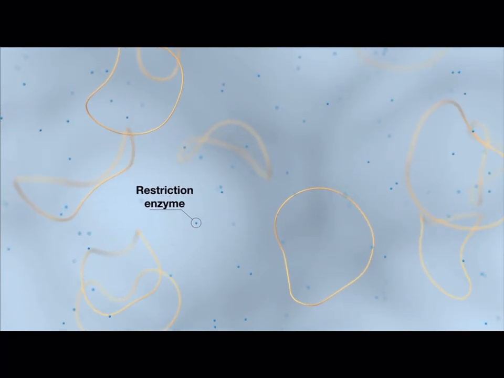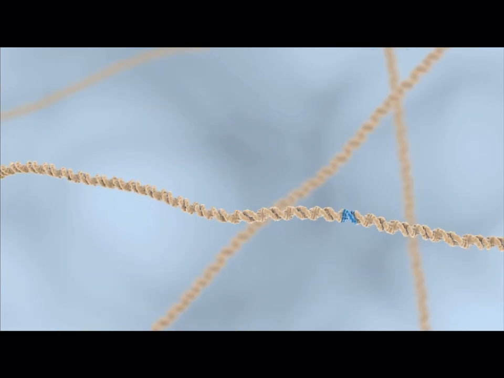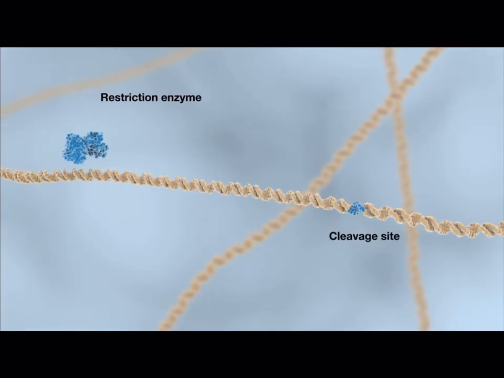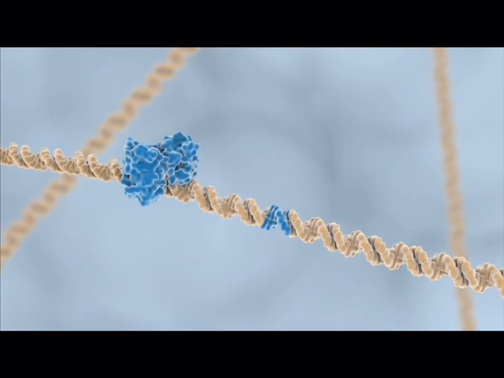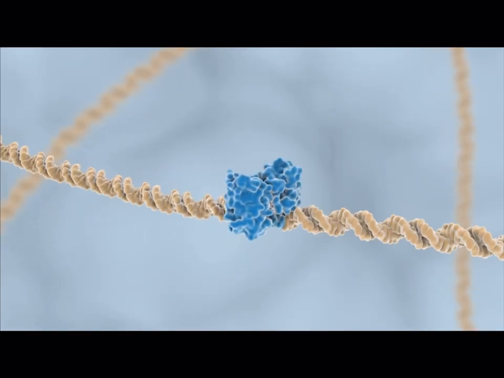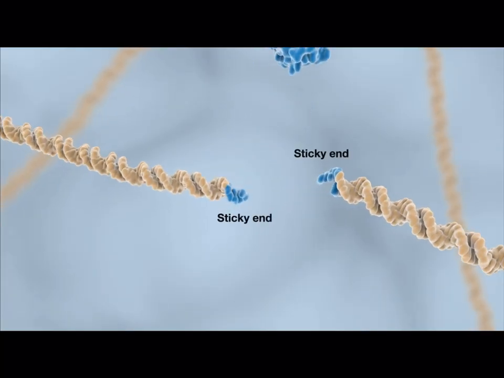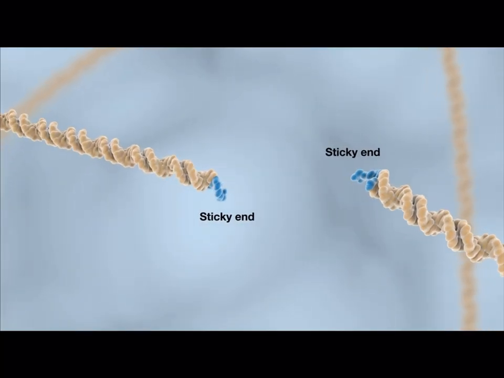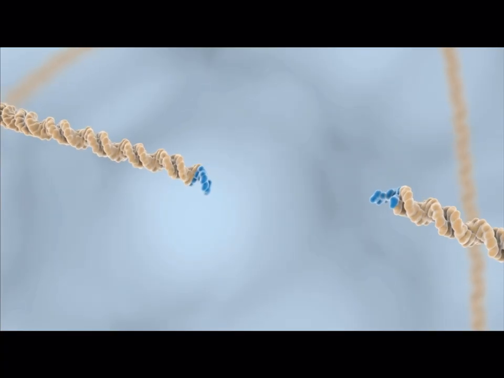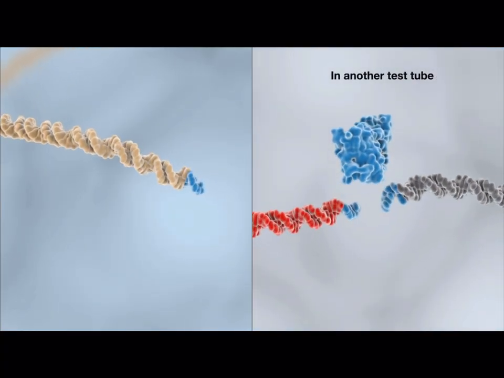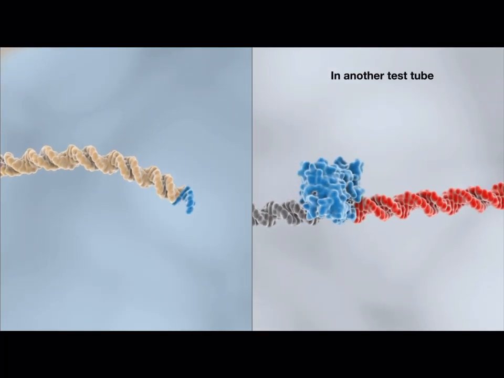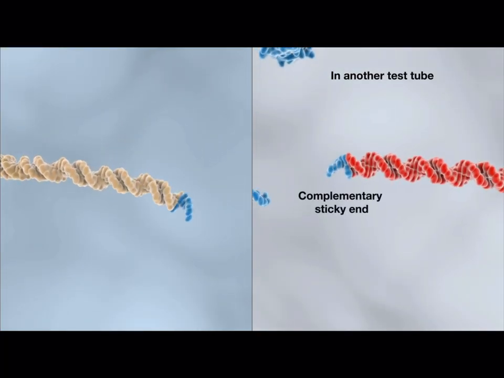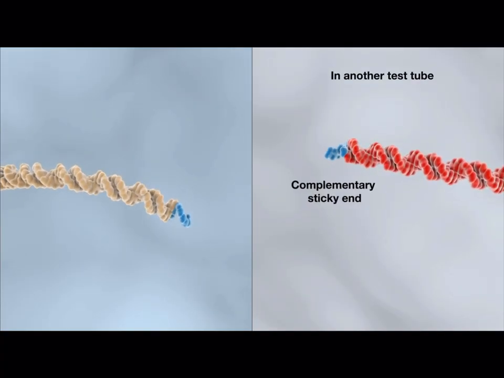Special enzymes called restriction enzymes, which recognize, bind to, and cut specific DNA sequences, are used to open up a plasmid in preparation for the insertion of a gene. Some restriction enzymes leave the DNA with uneven ends, also known as sticky ends, shown here. If the gene we wish to insert and the plasmid are both cut with the same enzyme, these sticky ends will be complementary, meaning they will readily bond with one another.